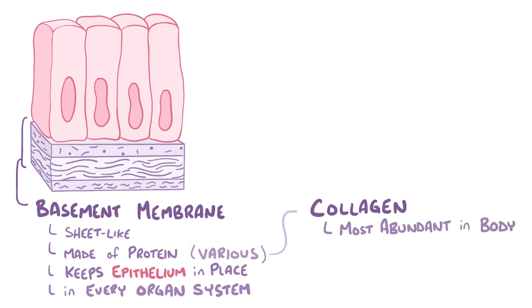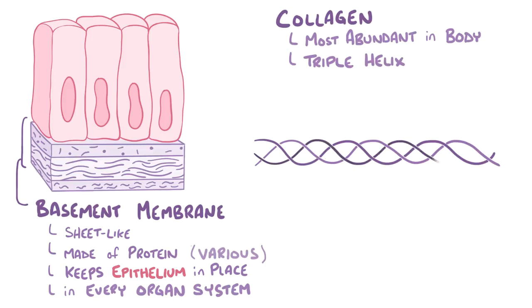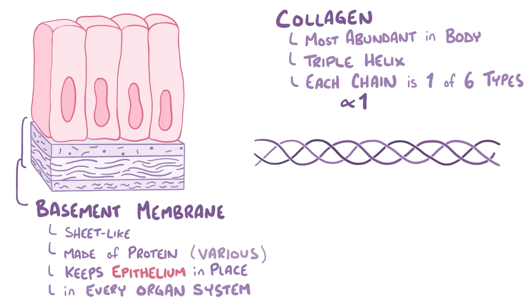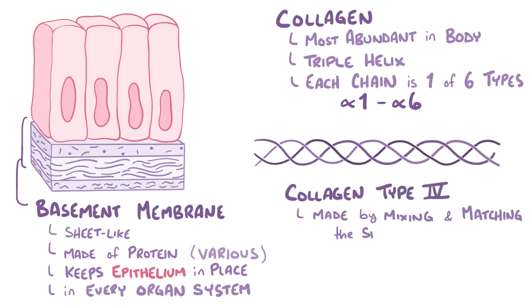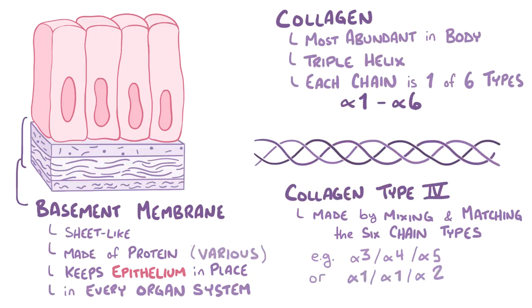the human body. As far as proteins go, collagen's a pretty sweet-looking one, with a triple helix structure composed of 3 separate chains that are intertwined like braided hair. Each of the chains can be one of 6 types, named alpha 1 through alpha 6, and the most common form of collagen found in the basement membrane is collagen type 4, which is made by mixing and matching these 6 alpha chains. One version of type 4 collagen combines the alpha 3, alpha 4, and alpha 5 chains. Another combines 2 alpha 1s and an alpha 2. And a third version has 2 alpha 5s and an alpha 6. And this list of combinations goes on.